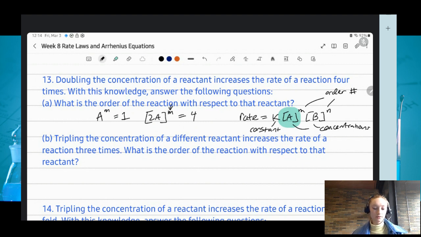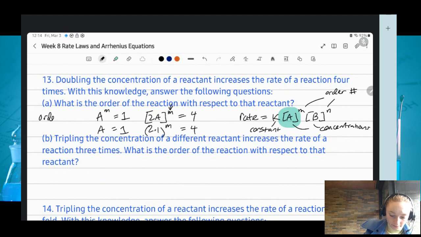Because if A, for example, is 1, then doubling it will be 2A, so 2 times 1. And then the m has to be a certain number. That's the order number. So 2 to whatever power equals 4. 2 squared is 4. So this has to have an order number of 2 for this to work, because doubling the concentration increases the reaction by 4. So it has to be squared in that case. So the order number is 2, and that's the answer.